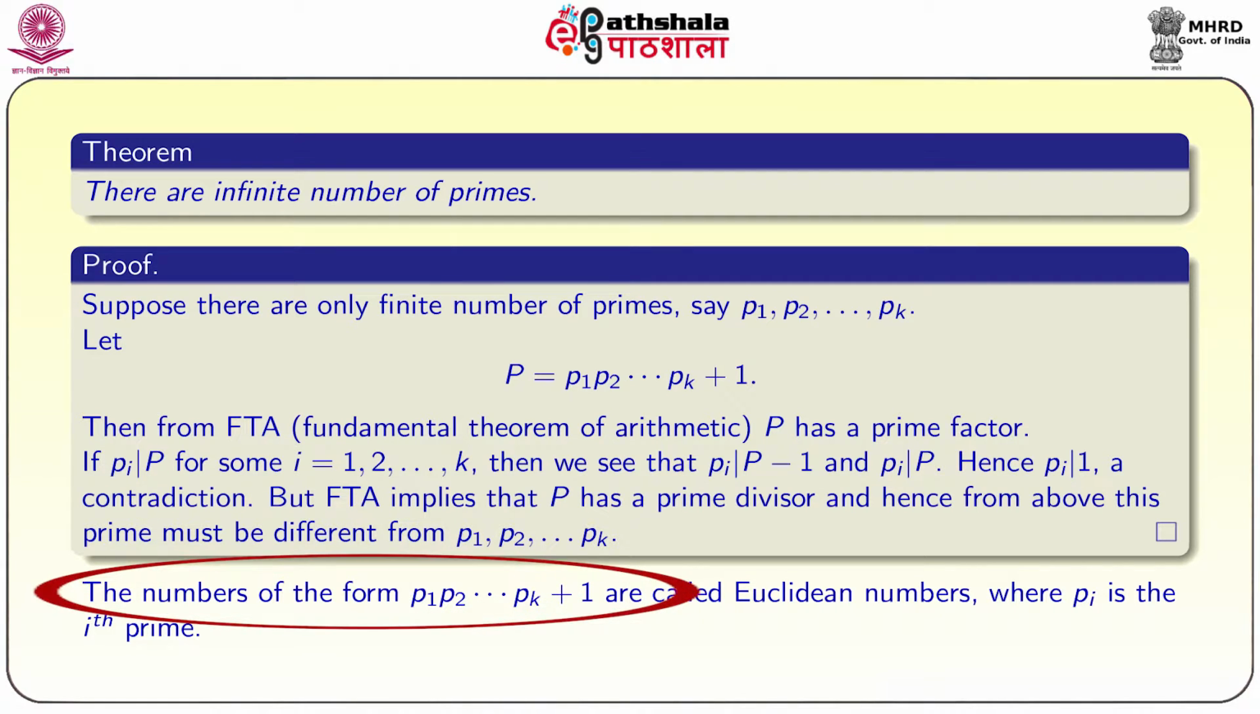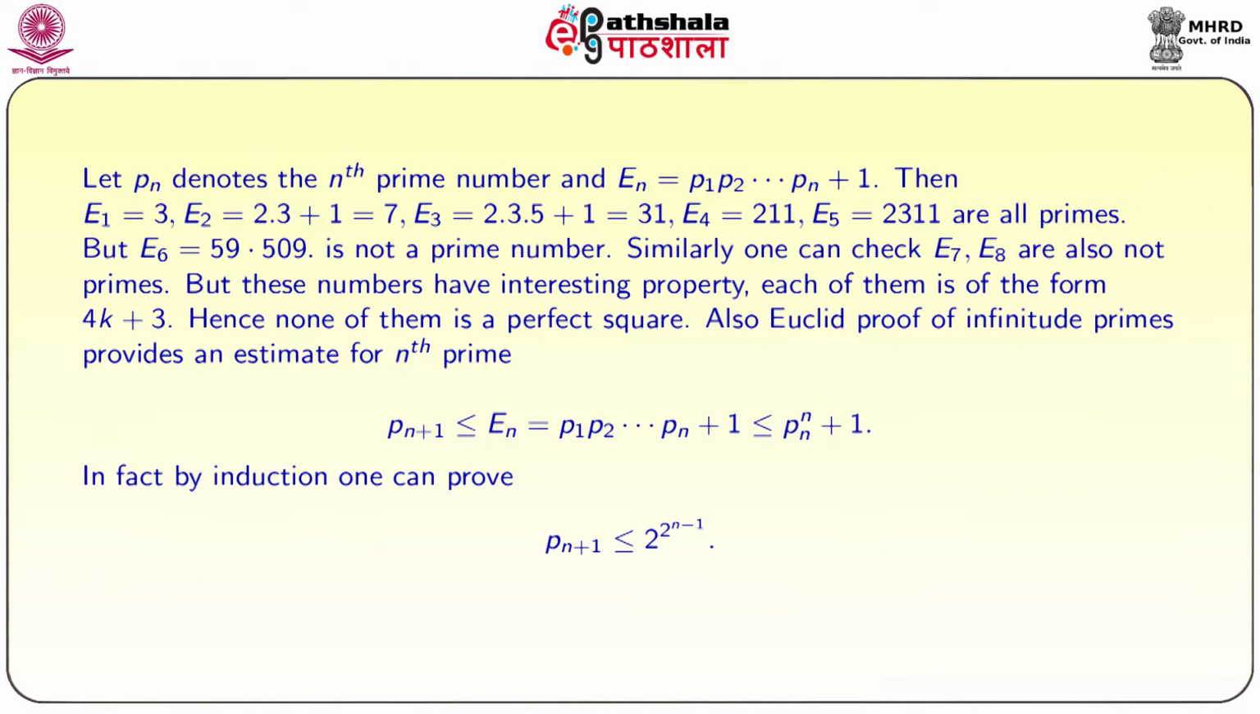The numbers of the form p1, p2 and so on pk plus 1 are called Euclidean numbers. The way we created the capital P, those numbers are called Euclidean numbers. So, the kth Euclidean number is equal to the product of the first k primes plus 1. Let us denote Pn as the nth prime number, in the usual numbering, 1, 2, 3 and so on n. And we denote En equal to p1, p2 and so on Pn, plus 1.